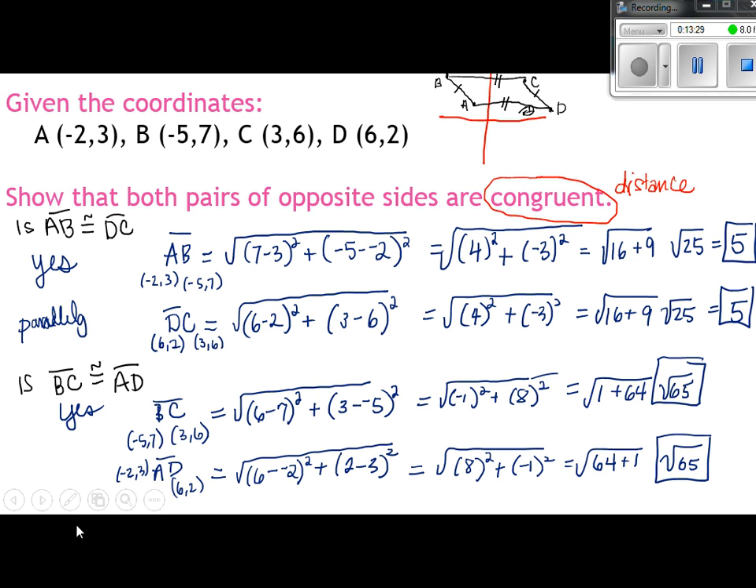And this is, in fact, a parallelogram. Oops, I am totally messing that one up here. Okay, so here we go. Let's redo that here. It is a parallelogram.